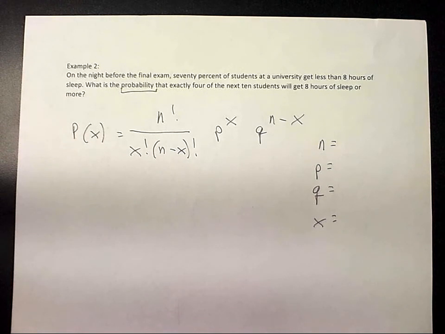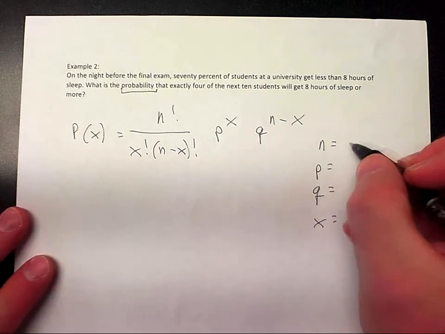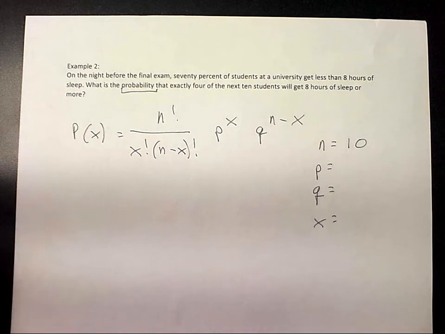N represents the number of trials that we're doing, or the number of things that we're looking at. How many things are we looking at here? 10. We're looking at 10 students, so therefore we're going to look at 10. What are we considering to be success? What are we looking for the probability of what?